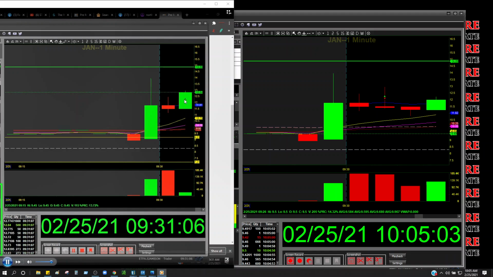So now I see volume kicking in. I jumped in really quickly, and I'm waiting for that pop. And it's just hanging around there. I knew I should have just sold right then and there and taken at least a small profit.